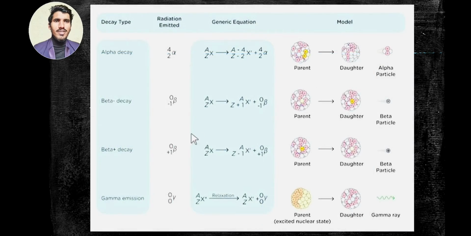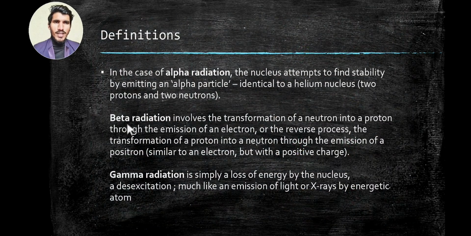Okay, so the next thing what I have is beta radiation. So as you know, beta particles are of 2 types, the positive beta particle and the negative beta particle. So a negative beta particle is produced when a neutron changes into a proton and an electron. Okay, so this electron that is produced is known as the beta particle.